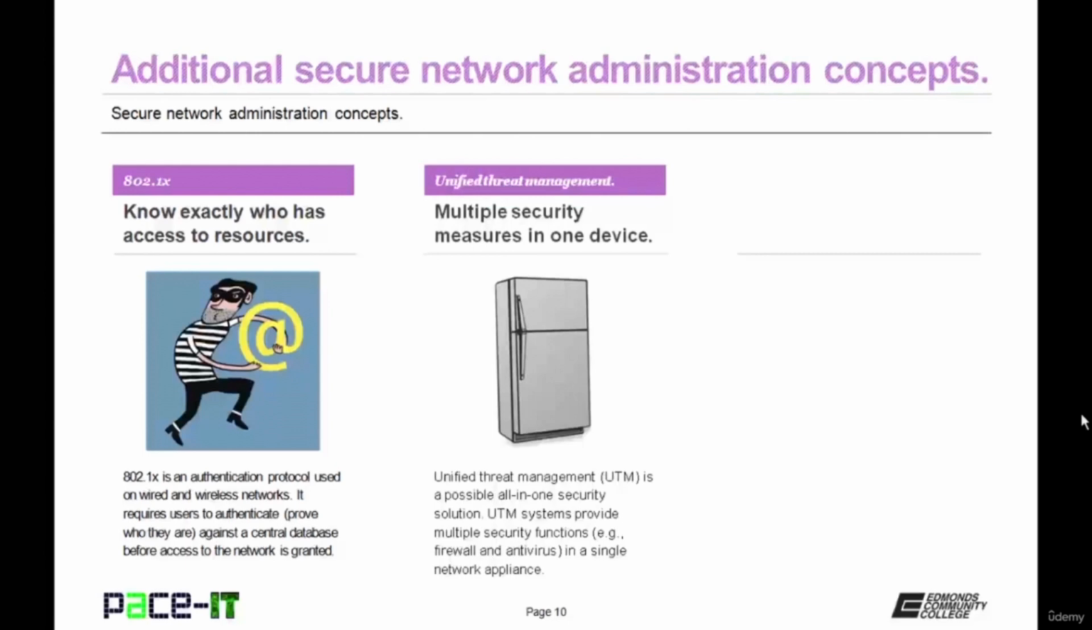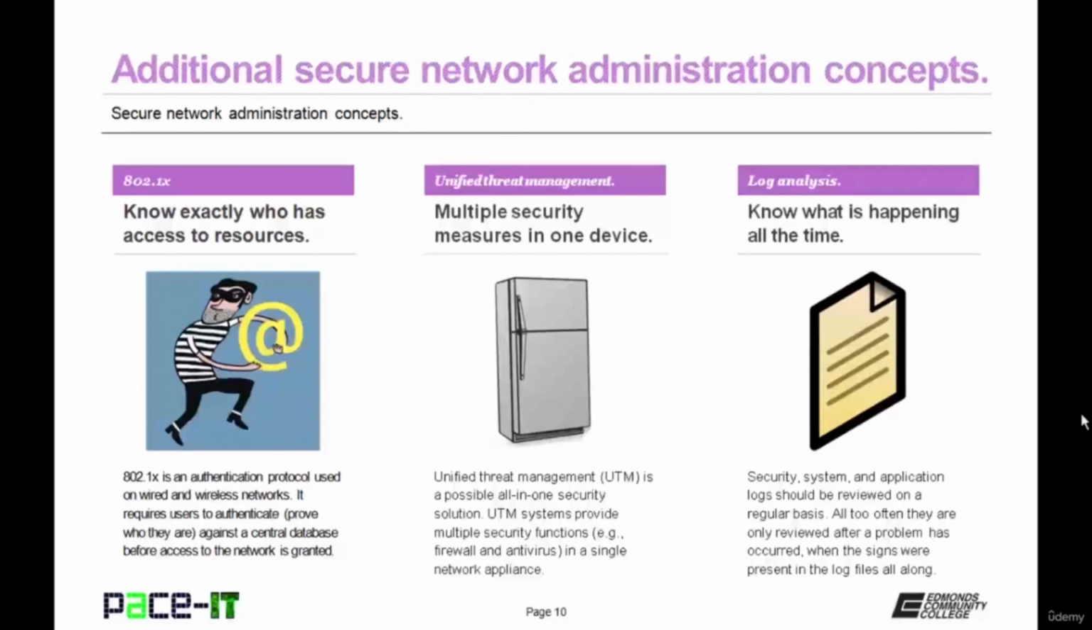You might want to consider Unified Threat Management. This is multiple security measures in one device. Unified Threat Management is a possible all-in-one security solution. UTM systems provide multiple security functions in a single network appliance. Just be aware that a UTM system may also create a single point of failure for your network.